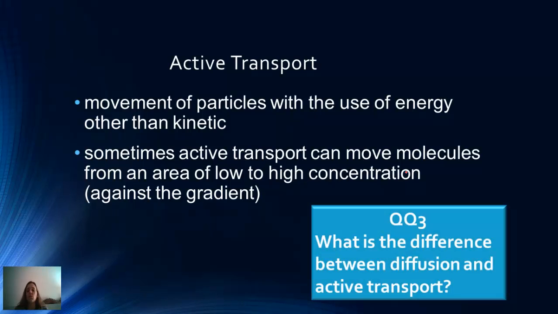So what is the difference between diffusion and active transport? Well, diffusion occurs via passive transport, no added energy. Molecules are simply moving from an area of high concentration to low concentration because they're spreading out as they bounce off of each other. Active transport requires an additional source of energy, something other than kinetic energy, and molecules can actually move up the concentration gradient. They can move from an area of low concentration to an area of high concentration.